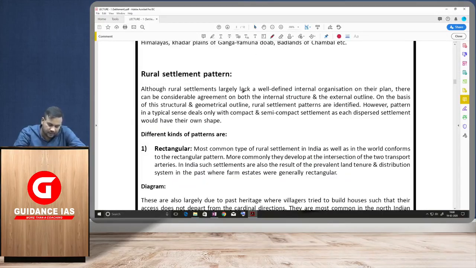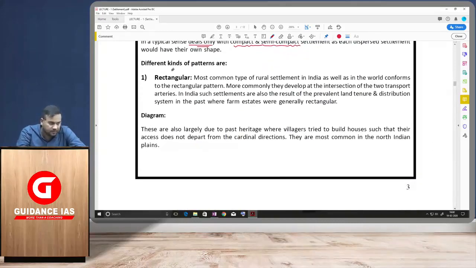You can see all the rural settlements largely lack a well-defined internal organization in their plan. There can be considerable agreement on both internal structure and external outline. On the basis of this structural and geometrical outline, rural settlement patterns are identified. However, patterns in a typical sense deal only with which type? We have already talked about this. Compact and semi-compact settlements, as dispersed settlements would have their own shape. So there can be a variety of patterns which can be found.